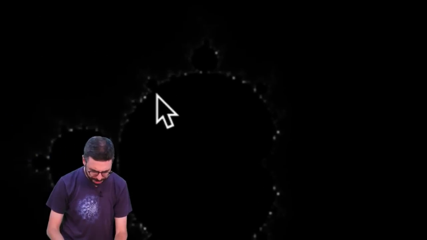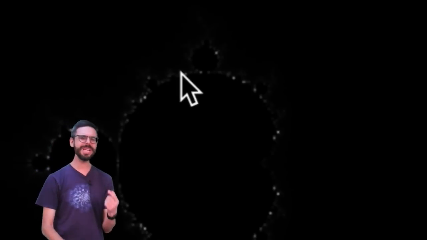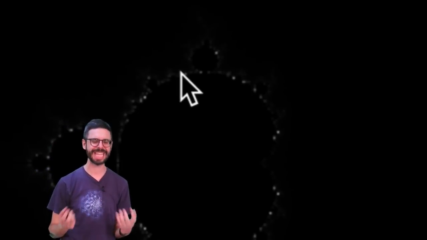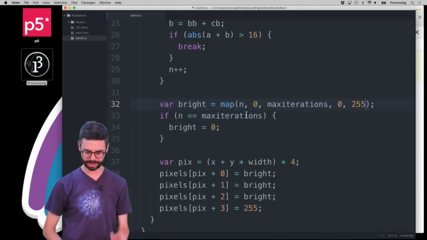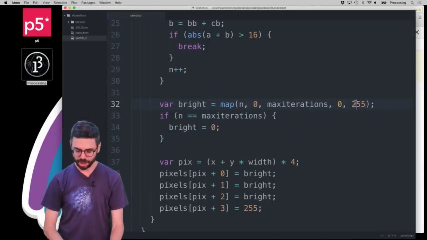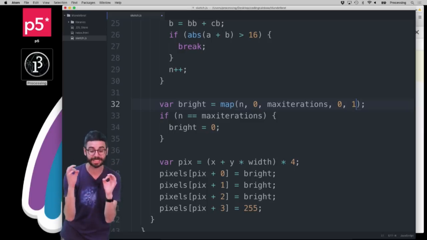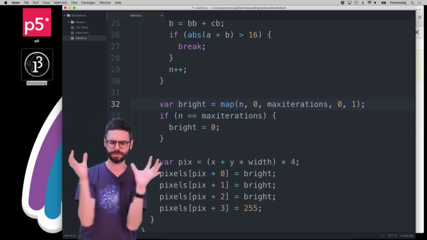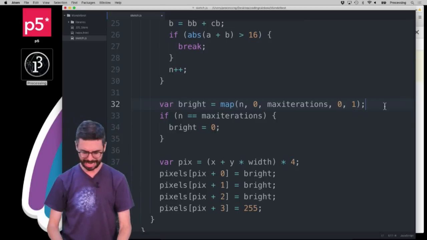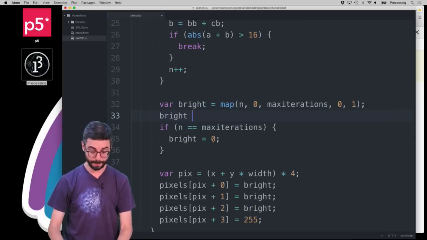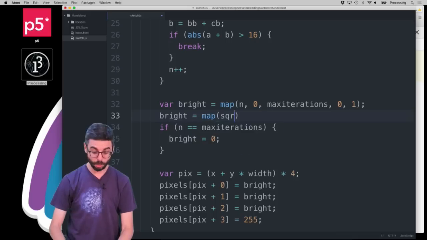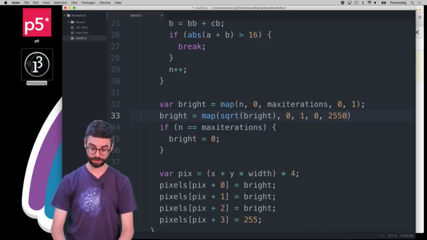Yeah, it kind of worked, but you can barely see what's going on there at the edges. So we need a way of changing the scale here. Actually, a better way of doing this would be to first normalize n, which goes somewhere between 0 and max iterations, to a value between 0 and 1. And then I'm going to say bright equals map the square root of that value, which also incidentally has a range between 0 and 1, to between 0 and 255.